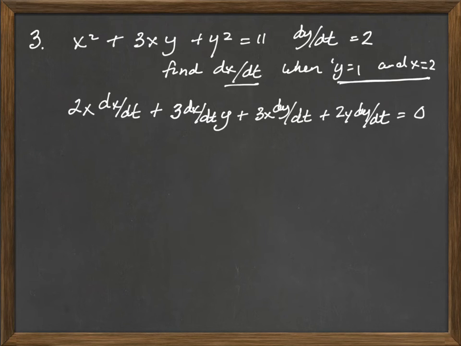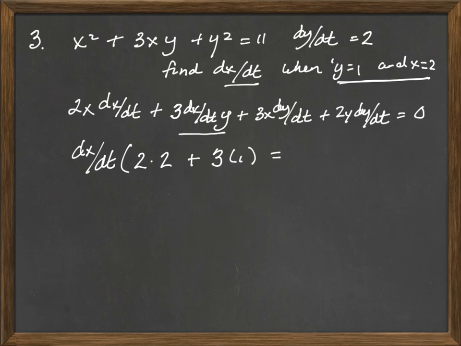So we have dx/dt, and then it's 2 times, and x at this point is going to be 2, plus 3y, which is, I'm on this part now, 3y, which is 3 times 1, and that is equal to negative 3 times x, which is 2, dy/dt is 2, minus 2y, that'd be 1, and dy/dt, which is 2.